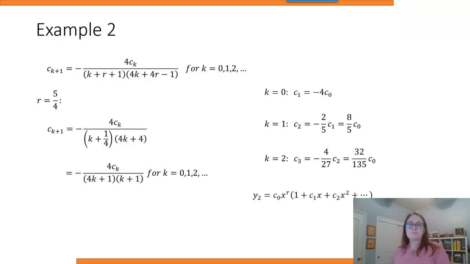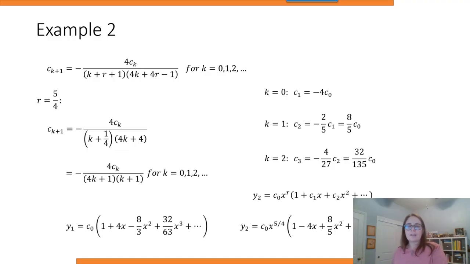Okay, and just like before, to get my solution for y2, it's going to be c naught times x to the r times the power series 1 plus c1x plus c2x squared, and so on. Now, in the previous one, r was 0, so the x to the r term just turned into a 1. Here, r is not 0, so I am going to have a power of x out front. So y2 is c naught x to the 5/4 times 1 minus 4x plus 8/5 x squared plus 32 over 135 x cubed, and so on.